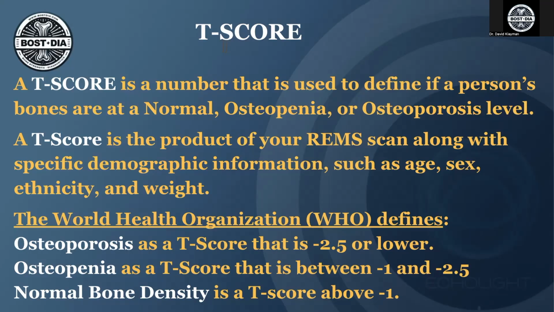Now, the World Health Organization utilizes T-scores to define if you are in the osteoporosis, osteopenia, or normal range. Normal bone density would be a T-score that is above a -1. Osteopenia is a T-score that is between the level of -1 and a -2.5, and osteoporosis is a T-score where you are at a level where your number is either at a -2.5 or below.